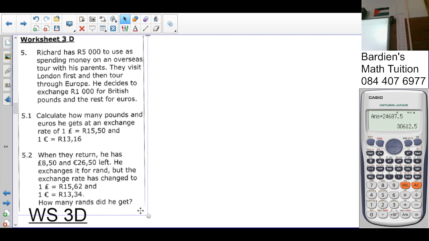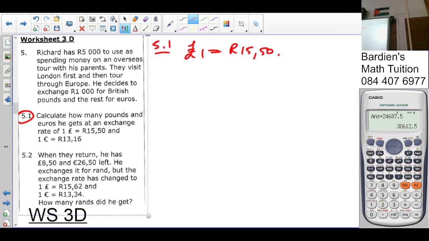He decides to exchange 1,000 rand for British pounds and the rest for euros. So 1,000 rand for British pounds, and how many rand is he going to use for euros? 4,000 rand. Calculate how many pounds and euros you would get on the exchange rate of 1 pound is equal to 15 rand and 50 cents.